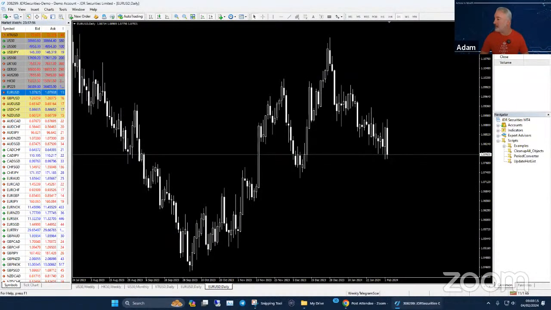Okay, so the next thing is, I'm just grabbing the annotation tool. The next thing that we want to do is look at market conditions that are safer for us to trade, that have a higher probability.